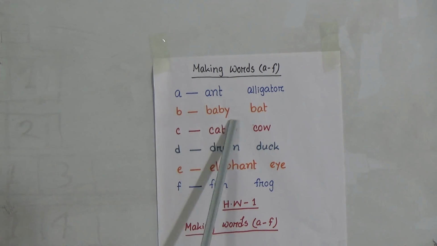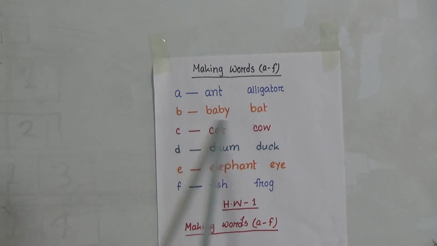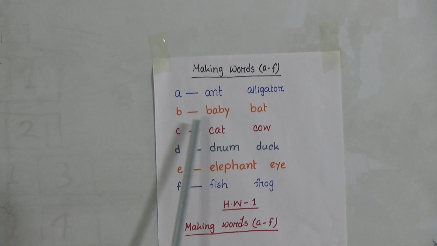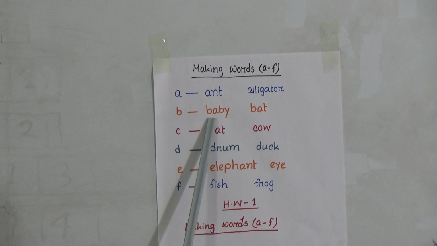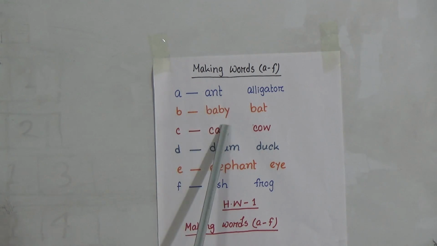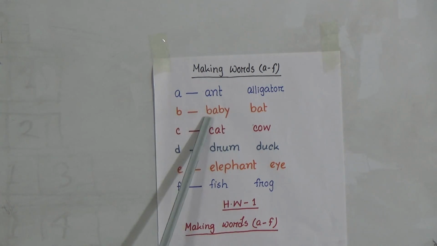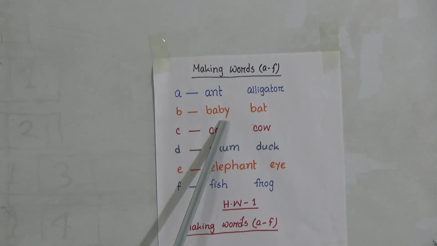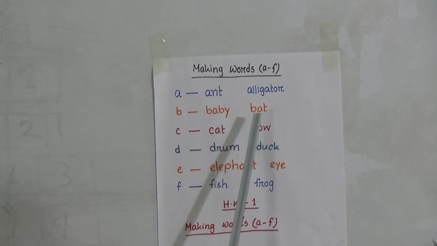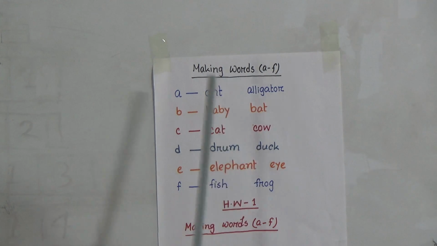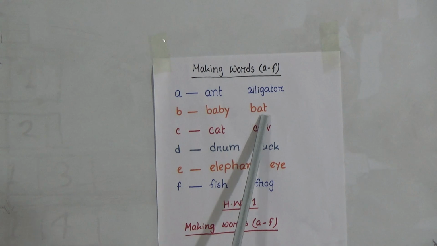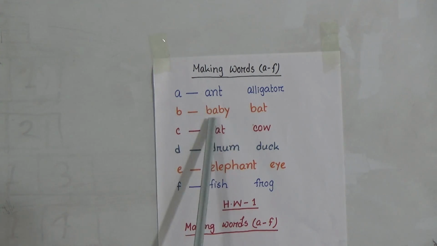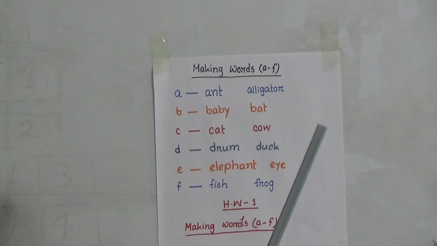B is for baby, bat. B-A-B-Y, baby. And then bat. B-A-T, bat. So B is for baby, bat.